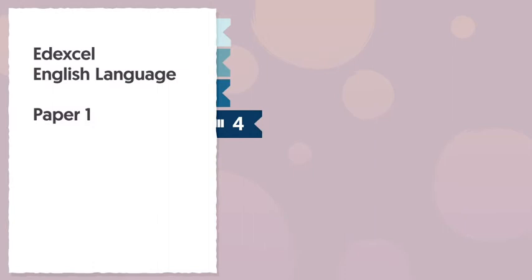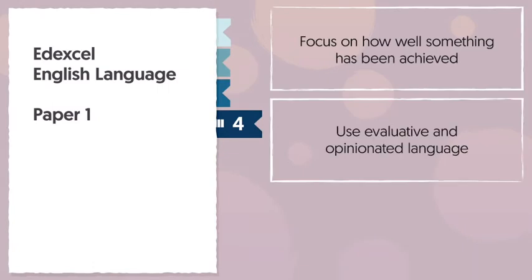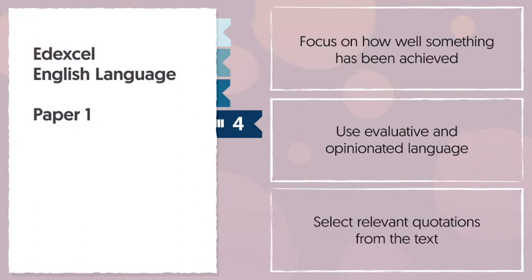Okay, we'll leave it there. To sum up what we've covered, to be successful on Edexcel Paper 1 Question 4, you need to focus on how well something has been achieved. You need to use evaluative and opinionated language, and you must select relevant quotations from the text to support your points. It'd be worth practicing what we've just walked through with an actual exam paper so you can see how it works and try it out for yourself.